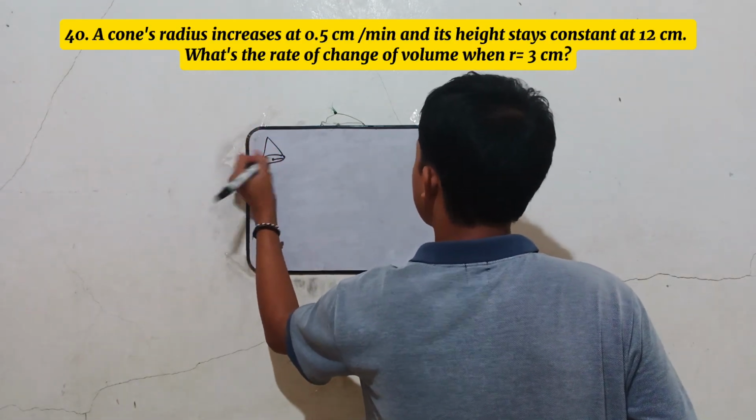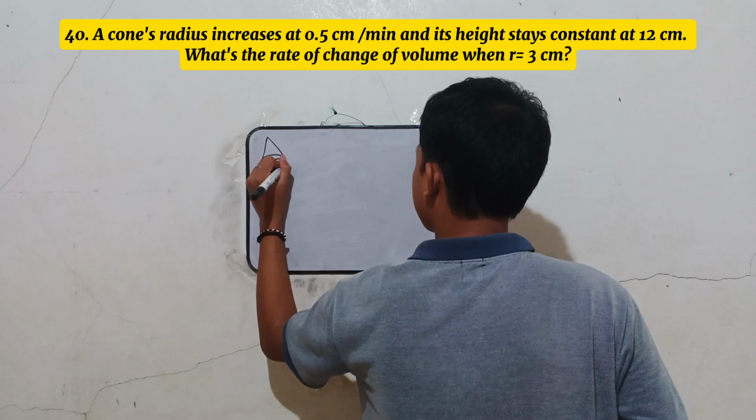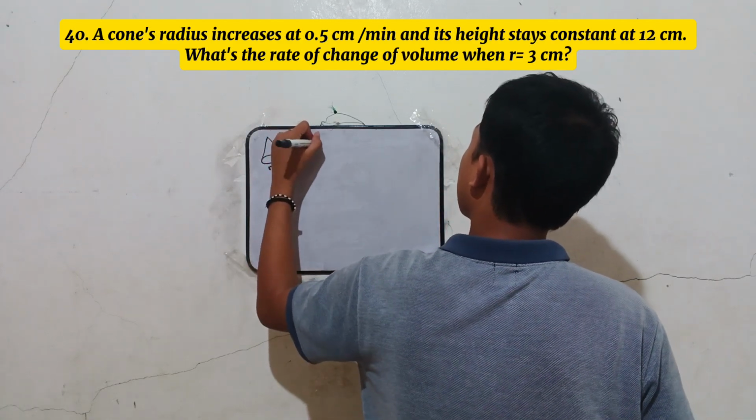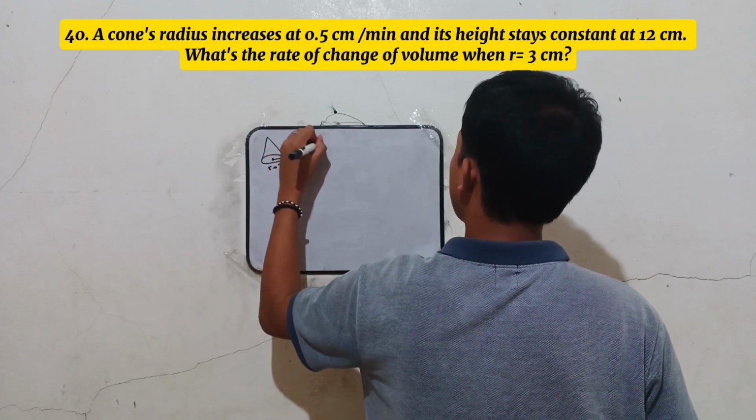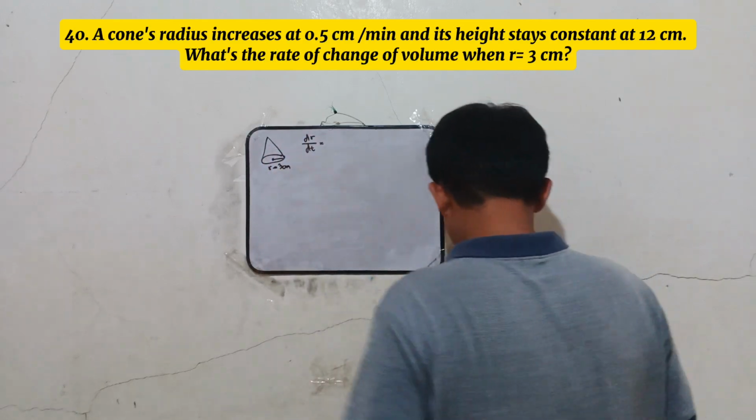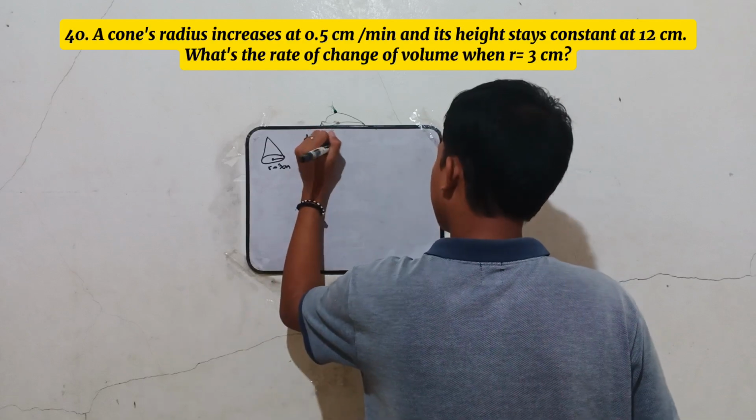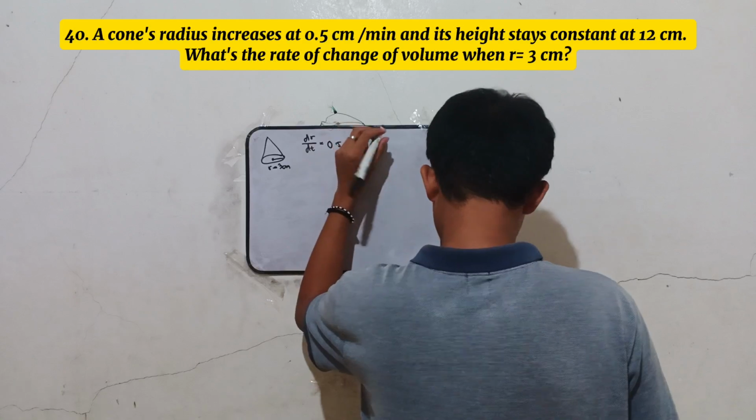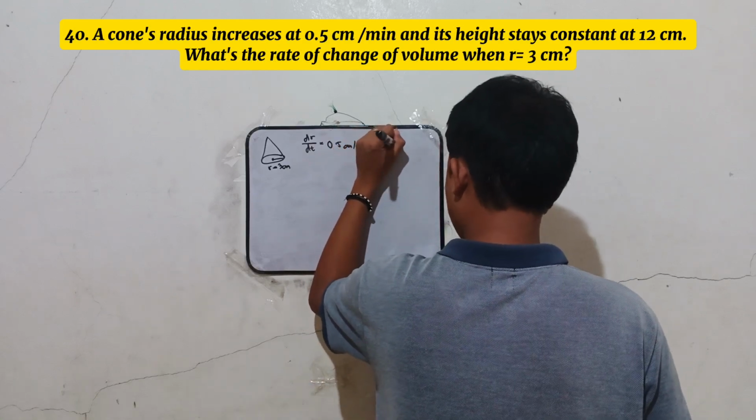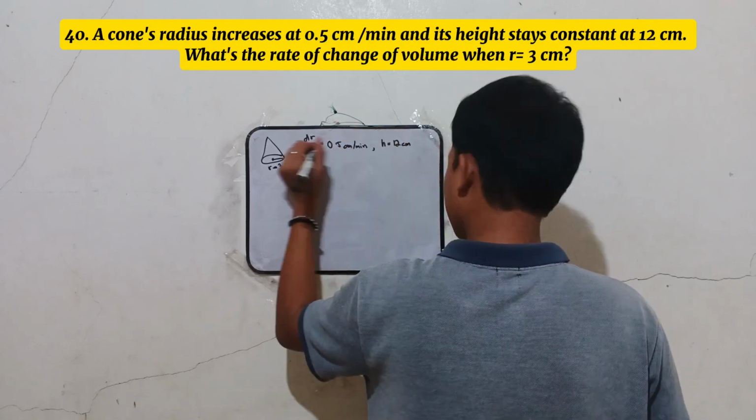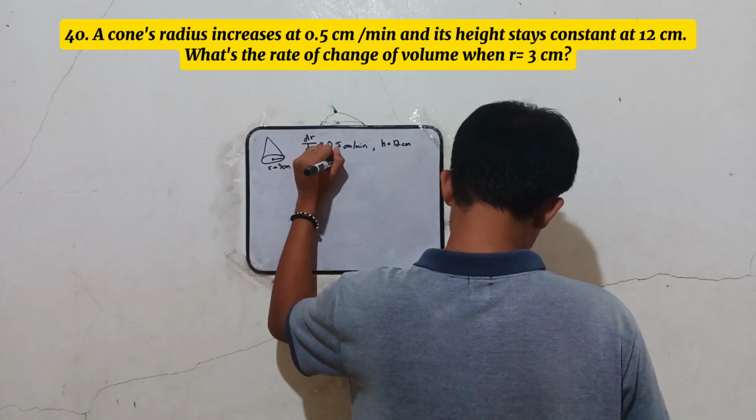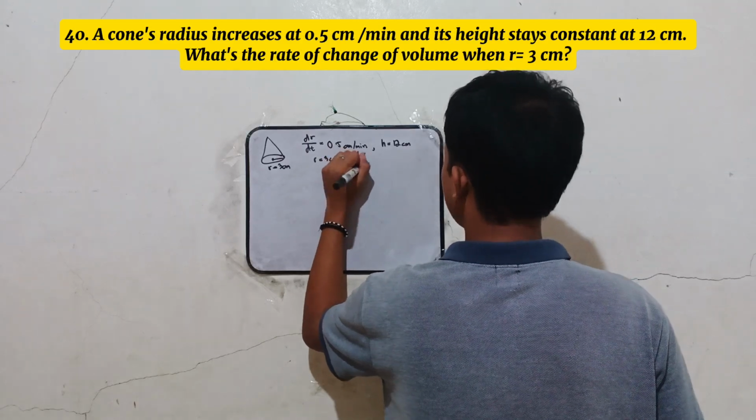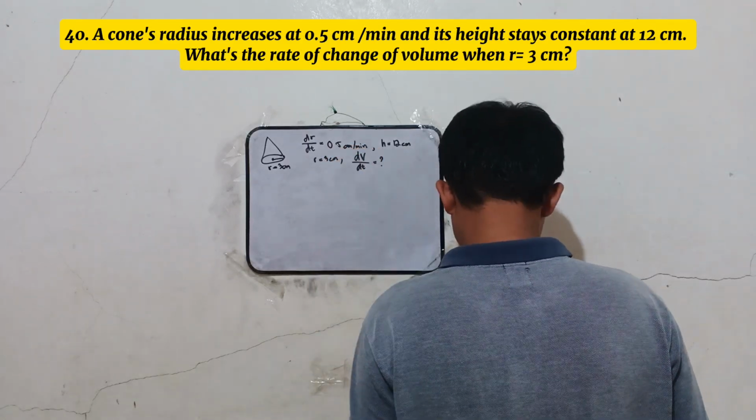It is stated there that the radius is 3 cm. Then the derivative of radius with respect to time, which is already given in the problem, is 0.5 cm per minute. The height is 12 cm. Again, the radius is 3 cm. And what we are tasked to find is the derivative of volume with respect to time.